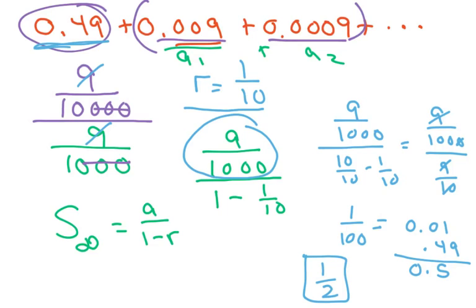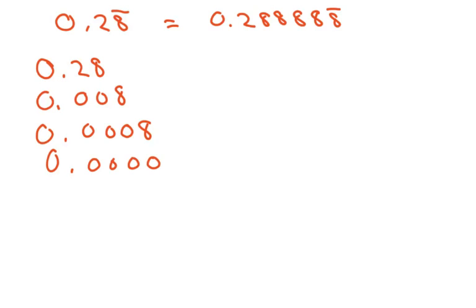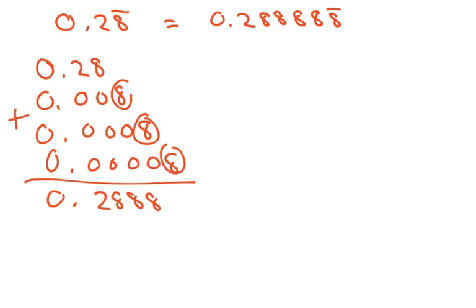Okay? And the second one we're going to do is 0.28 repeating, which equals 0.28888 and so forth. Writing vertically, this would be 0.28, 0.008, 0.0008, 0.00008, and if you added these all vertically, you would get 0.28888. You put the 28, then you have this 8, then this 8, then this 8.